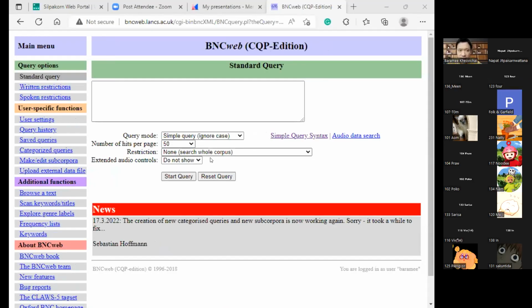So this is what the British National Corpus looks like. This is the interface. If you want to know how a word is used, just like Google, type the search term in the box. Let's say you want to know about the word responsible, maybe its syntactic structure or its collocations. You can type the word here and then click Start Query.